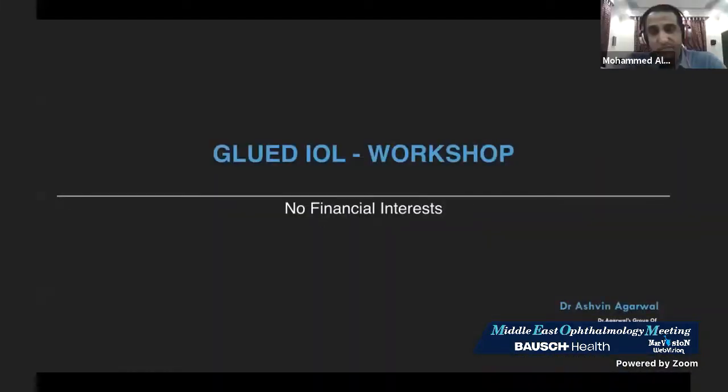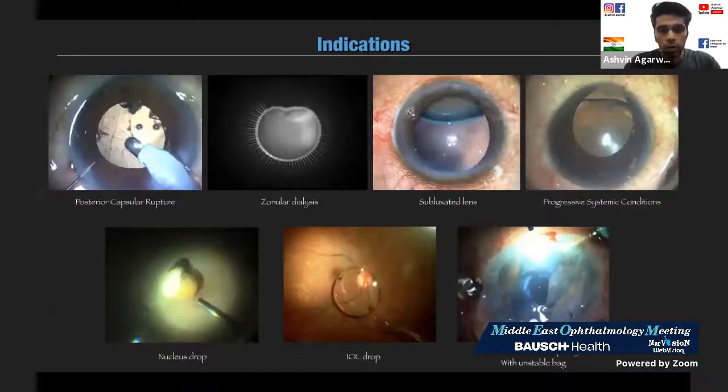Okay. So I'm going to take you through a workshop for glued IOL. Glued intraocular lens is basically a procedure where we are doing a secondary implantation for an IOL using a three-piece lens. We all know the indications where we will need to use them. Basically, wherever you have an unstable bag or the integrity of the bag complex is lost.